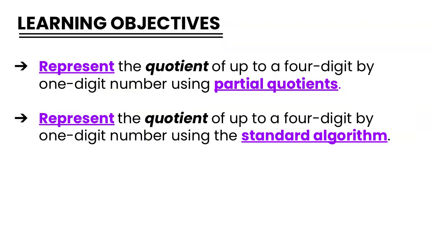As we look at the learning objectives that we'll cover in this video, they're pretty straightforward. We're going to represent the quotient of up to a 4-digit by a 1-digit number using partial quotients, and then the standard algorithm of division.